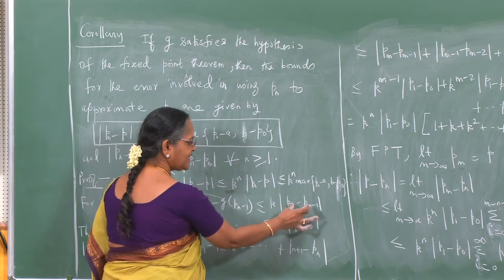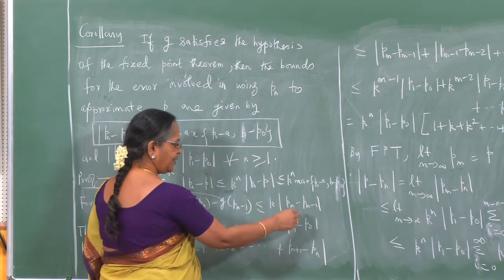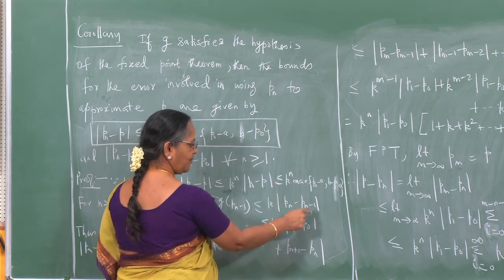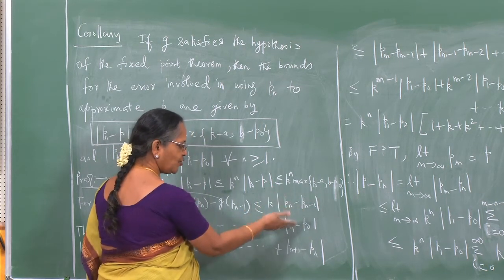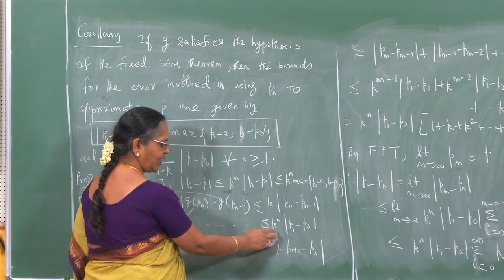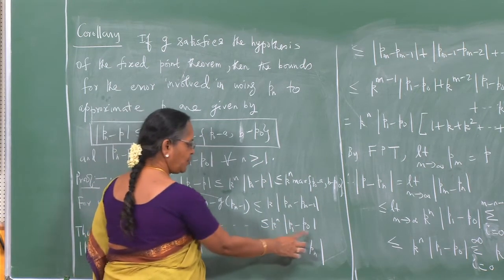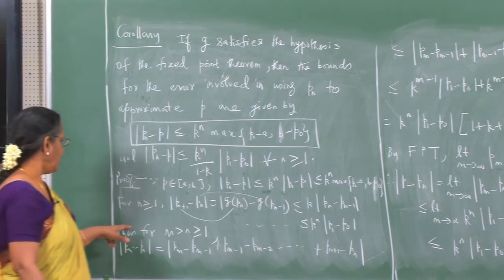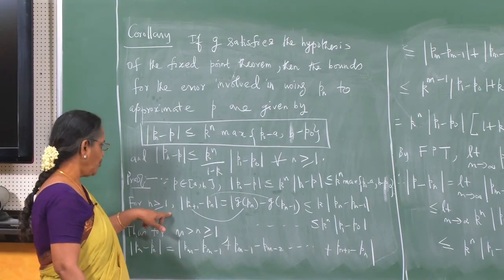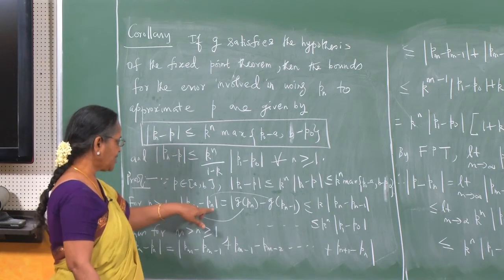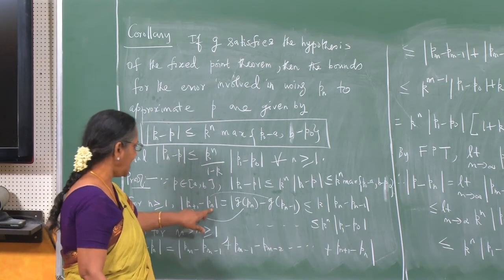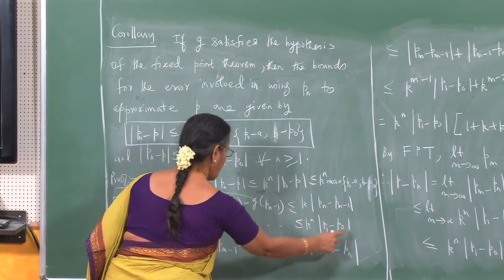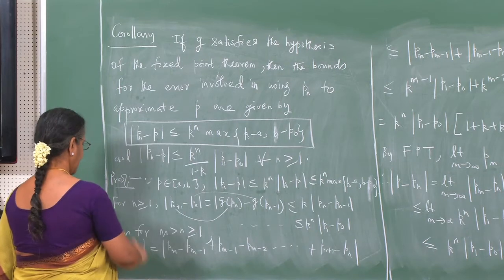I apply this result inductively. So, that will be less than or equal to k square into mod P n minus 1 minus P n minus 2 and so on. So, it will be less than or equal to k power n into mod P 1 minus P naught. So, what have we shown? We have shown for n greater than or equal to 1, mod P n plus 1 minus P n is less than or equal to k power n times mod P 1 minus P naught.